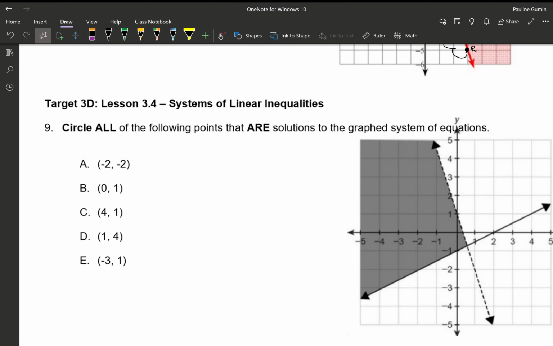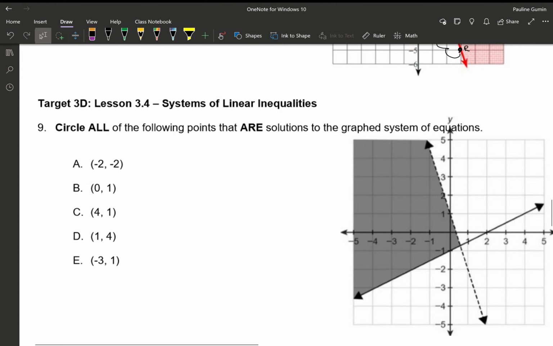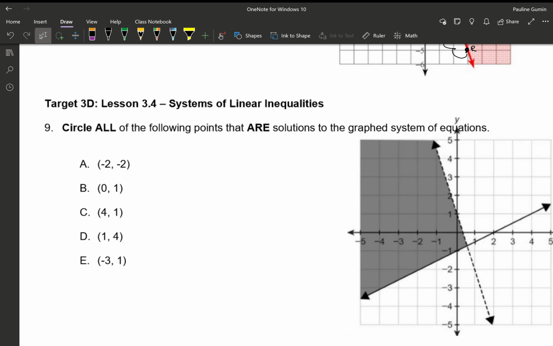Number 9. Select all the points that are solutions for the system of inequalities. So the way we find our solutions is by plotting these points and seeing where they land. Let's do it. Letter A, -2, -2. -2, -2 ends up as a point right here. It landed on a solid line that is part of the shaded area. So this one is part of our answer.